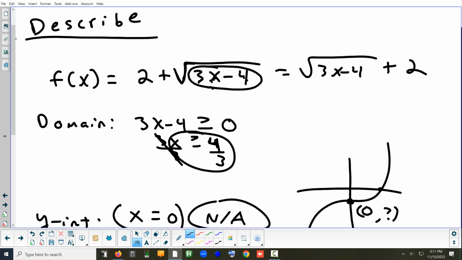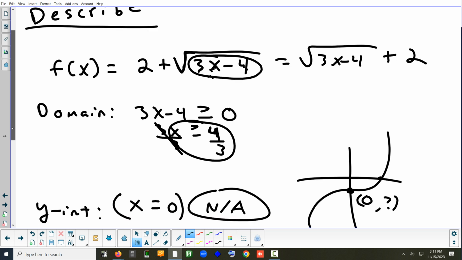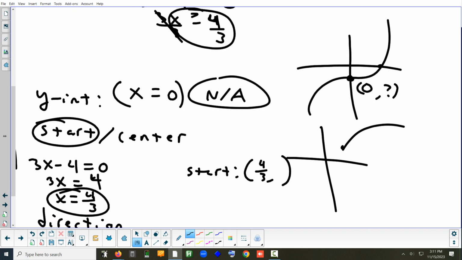It just cancels out. And then 4 minus 4 is 0. And the square root of 0 is 0. And then plus 2. So your y value is 2. That's the coordinates of the start point.